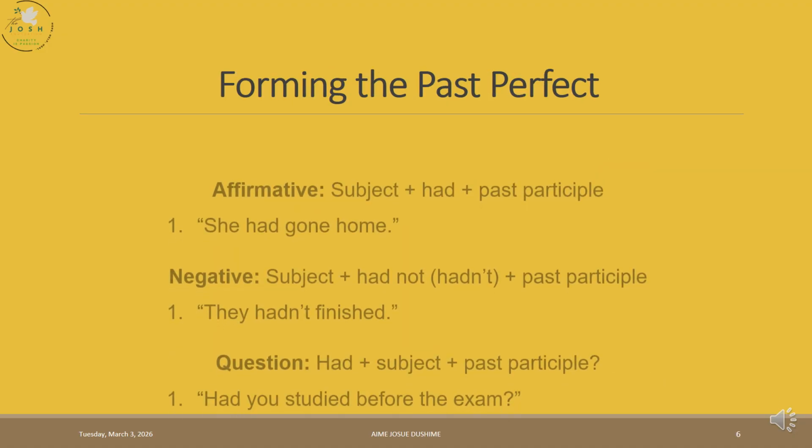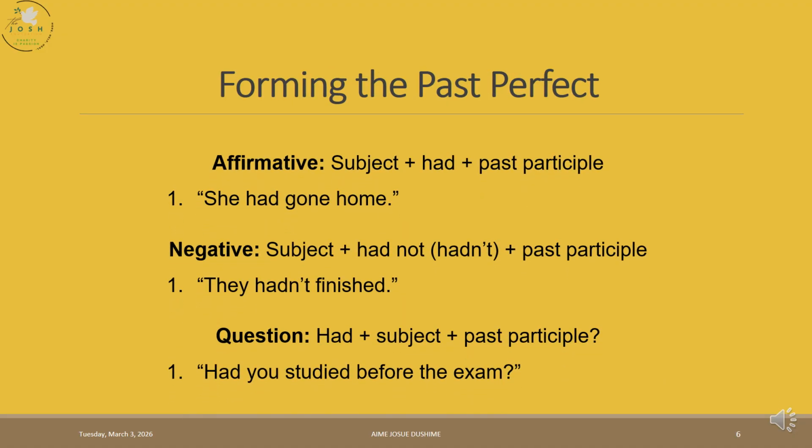How do you form a past perfect? Let's see positive, negative and question structures. In affirmative, which is the positive, we take subject plus had plus V3. She had gone home. Negative, subject plus had not or hadn't plus V3. They hadn't finished. Question, we use had plus subject plus V3. Had you studied before the exam? I hope you understand now the clear formats of the past perfect.